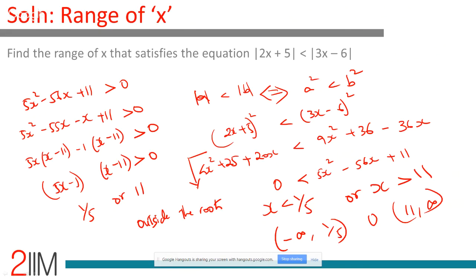Remember, from this step onwards, you should just slip into autopilot. You're saying mod 2x plus 5 less than mod 3x minus 6. I need to square both sides. Square and then do the quadratic part. I know between the roots, outside the roots. Let me just switch off and nail this question. You should have done so many quadratic inequalities. Just slip into a comfort zone.